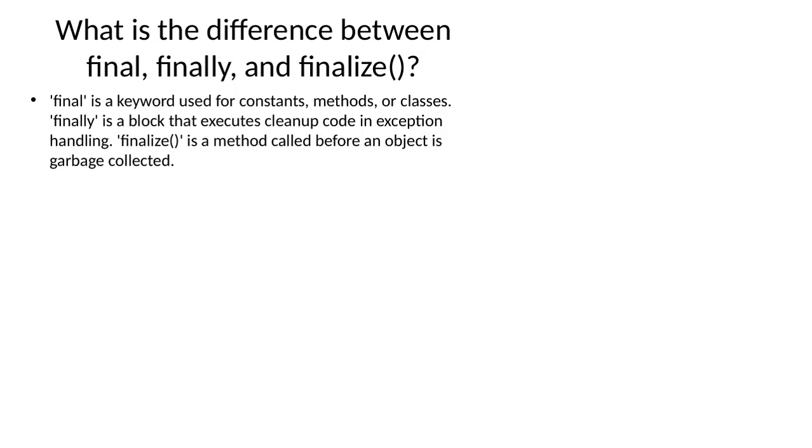In Java, the terms final, finally, and finalize serve very different purposes. The keyword final is used to declare constants, methods that cannot be overridden, or classes that cannot be subclassed, ensuring that their behavior or value remains fixed.